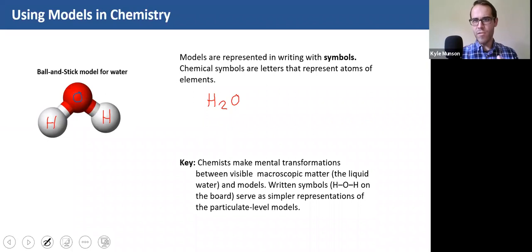So this is just kind of reiterating what I've said already a few times, is that chemists make mental transformations between visible macroscopic matter, like liquid water, okay, and written symbols like H2O, where, you know, we might use that to serve as a simple reminder of the particles.